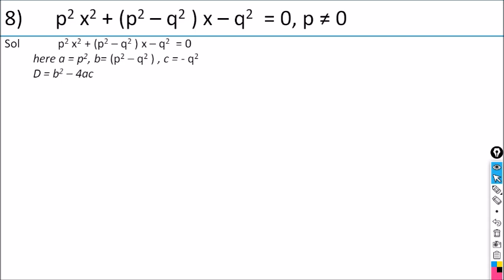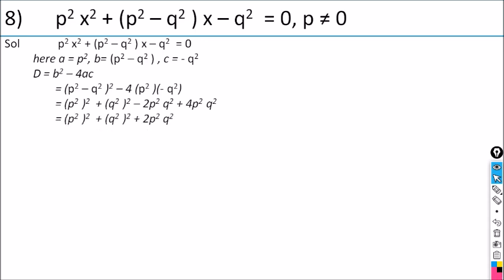Then D is equals to b square minus 4ac. b is p square minus q square whole square minus 4 times p square into minus q square. On simplification, we get p square whole square plus q square whole square plus 2 times p square q square, which is the formula for a plus b whole square. By applying the formula, we get p square plus q square whole square.